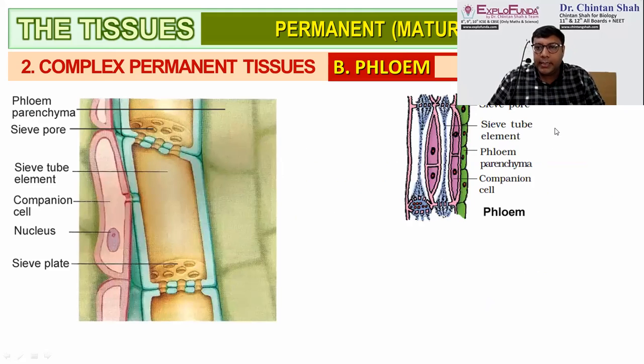So again, these are the companion cells. You can see, this is a good one. The companion cell is over here, side by side. And on the outer side, you can see the phloem parenchyma. They are storing the food substances. You can see the sieve pores over here, and they will give rise to a sieve plate also.